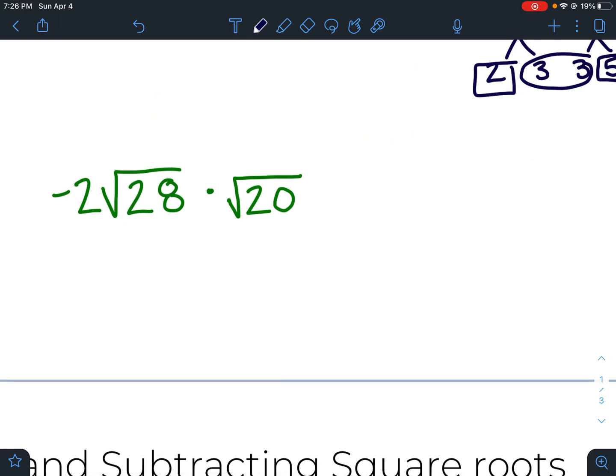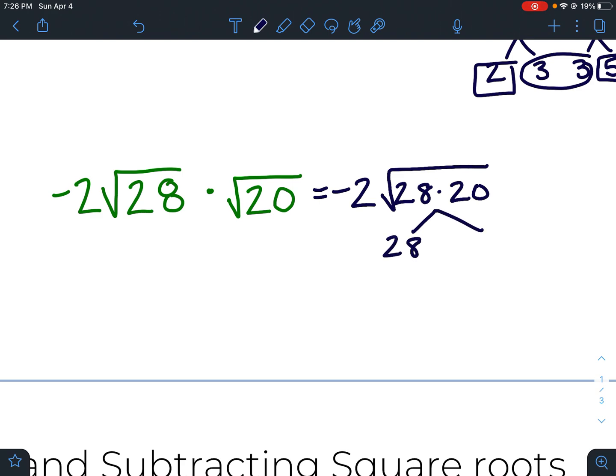Once again, I'm going to multiply my outside number times my other outside number. So negative 2 times 1 is negative 2. And I'm going to leave my inside numbers just like they are because that's a really big number, and if I don't have to do that, I'm not going to. So that gives me 28 times 20.